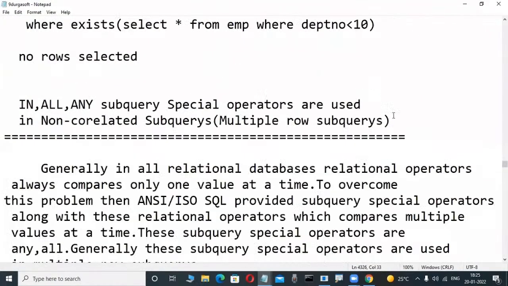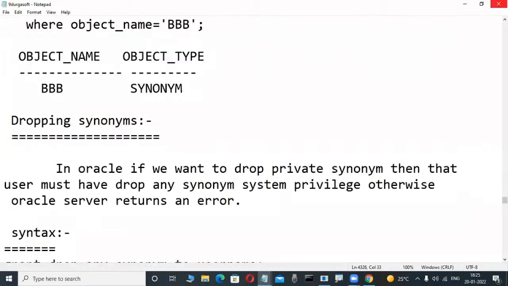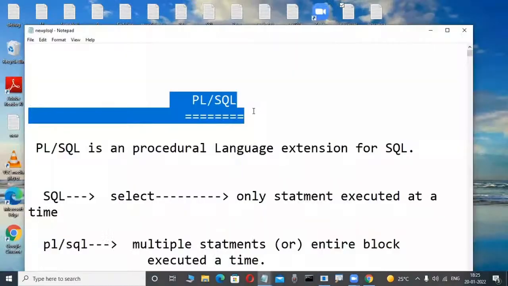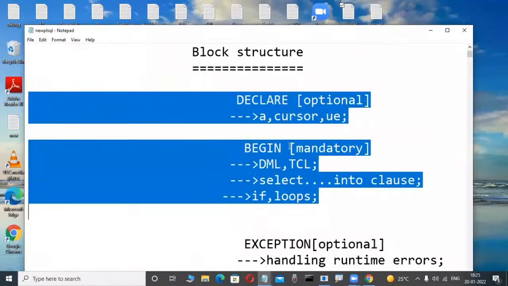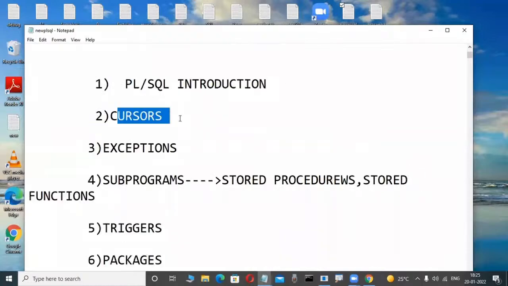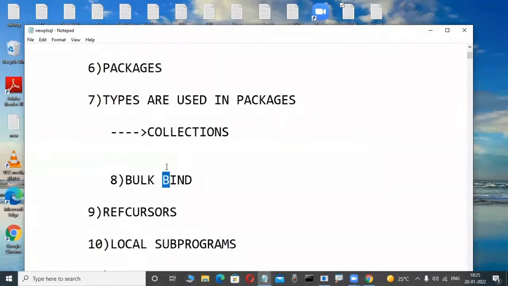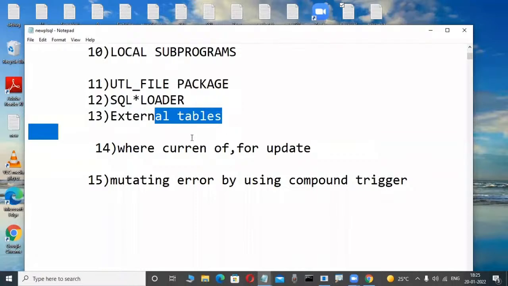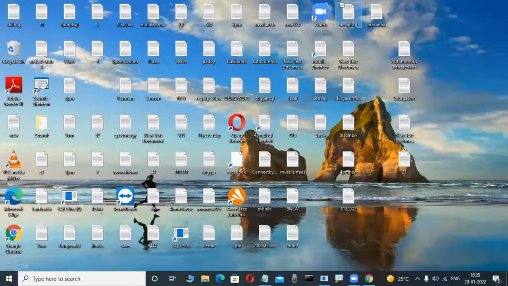Don't worry. Then database objects, so many things are there. We are learning. These are big concepts. Again, PLSQL means a little bit of coding is there. Don't be afraid. This is PLSQL. In PLSQL you are writing this type of little bit of coding. There, cursors, exceptions, stored procedures, stored functions, triggers, packages, types, collections, bulk bind, ref cursors, local subprograms, UTL file packages, SQL loader, external tables, so many things like this. So much syllabus is there. That's why some concepts are there.